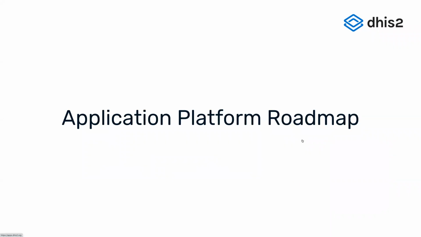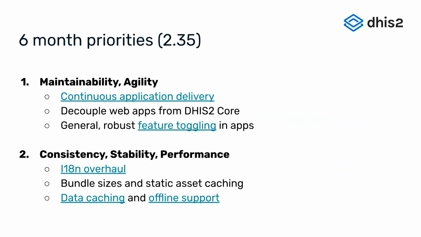So where do we go from here? I've given a whirlwind introduction to all these different components of the application platform. And these are our priorities for the next 6 months for developing that system further. Number one is going to be continuous application delivery. This is in the 235 timeframe, so in the next 6 months.